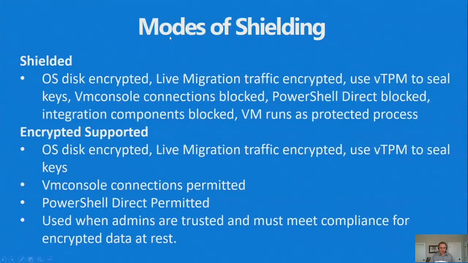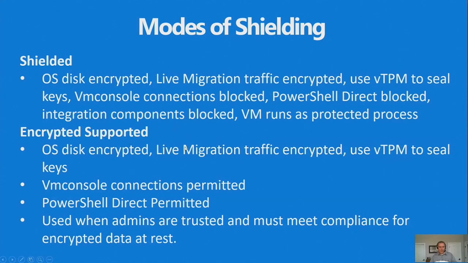So we want to switch over and talk about some of the modes of shielding. There's shielded, which is our recommended mode, because this gives you the most protection. You get the disk encrypted live migration. You get to use the virtual TPM to seal the keys. You get the block VM console, PowerShell Direct. This really means that you are looking for security. You don't trust that your storage fabric and your network fabric are highly secured. And so that's the shielded mode.